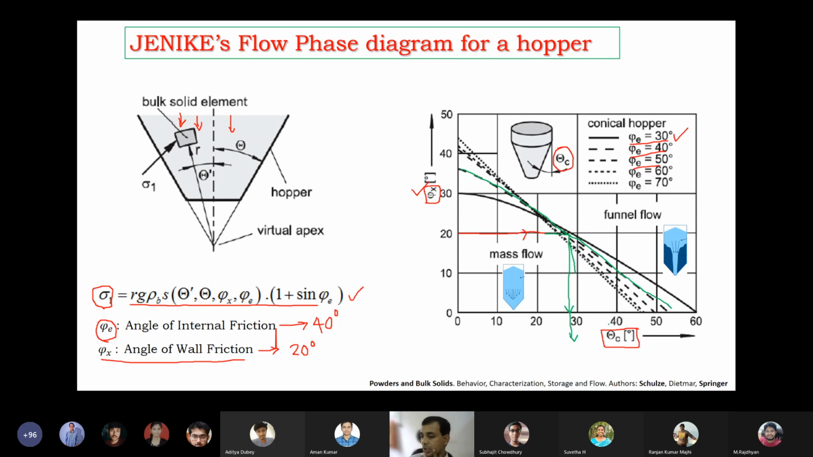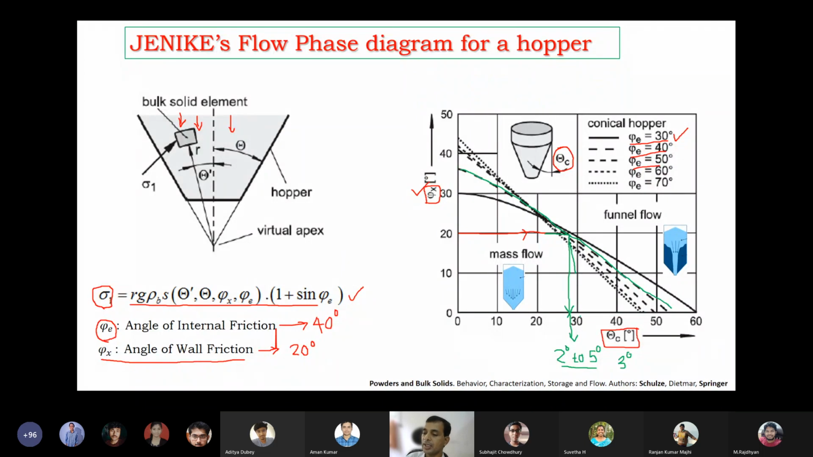But of course, this is an empirical one. There must be certain ideal assumptions, or some errors in the calculation. So Jenike suggested adding 2 to 5 degrees to whatever value we get. Usually, an average value of 3 degrees is taken as a factor of safety. Whatever value you get from this graph, we will add 2 to 5 degrees.